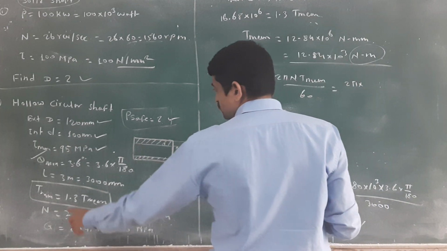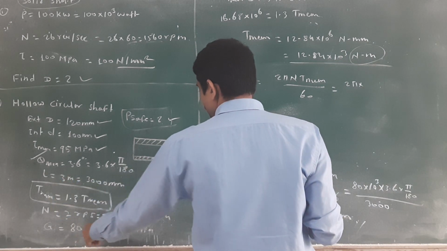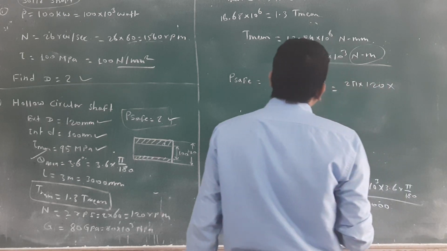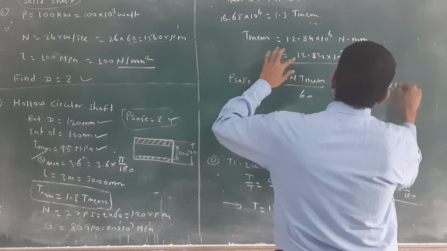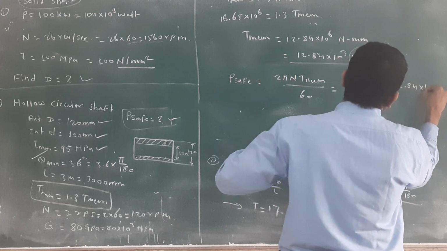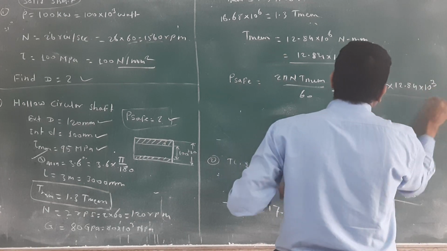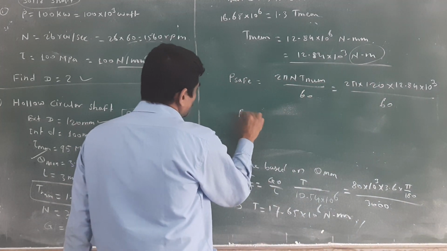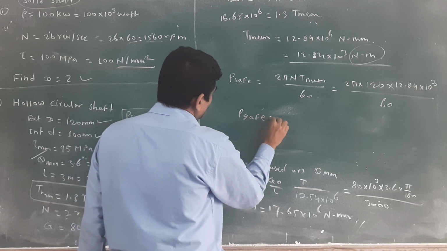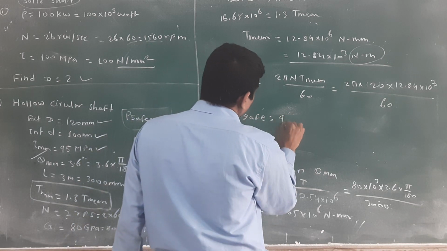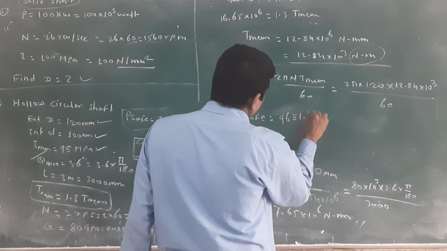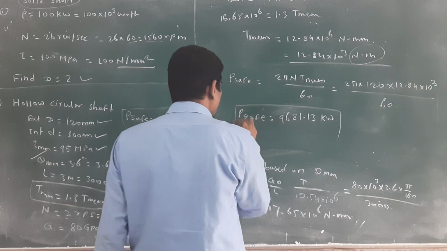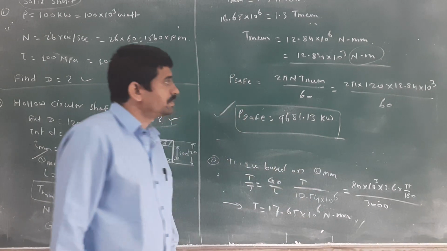What is the value of n? Speed is given. What is the value of speed? 120 rpm. And the value of T min is 12.84 into 10 raised to 3, divided by 60. Then you will get the P safe value. What is the safe value of the power? 9681.13 kilowatt. Okay, this is your answer.